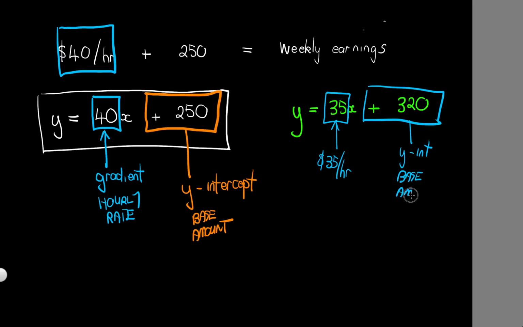Now let's sketch both of these on a graph. So we'll do this one first. Y equals 40x plus 250.